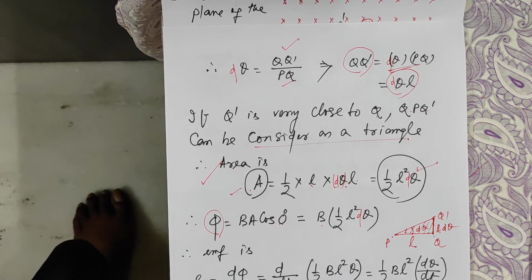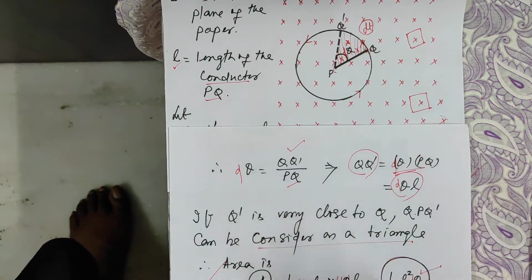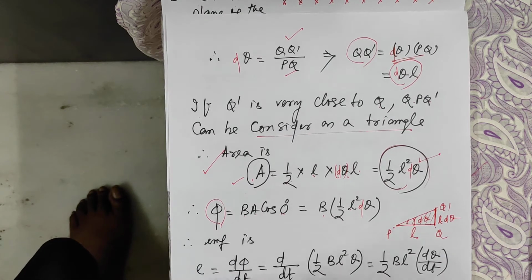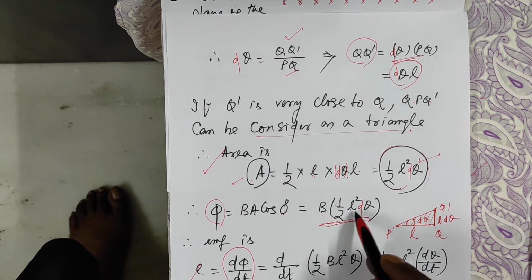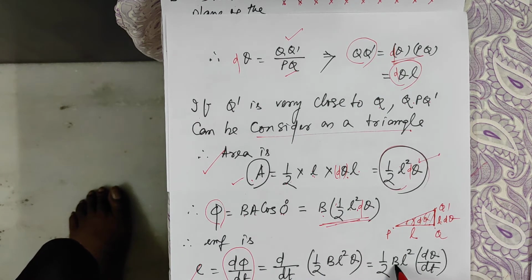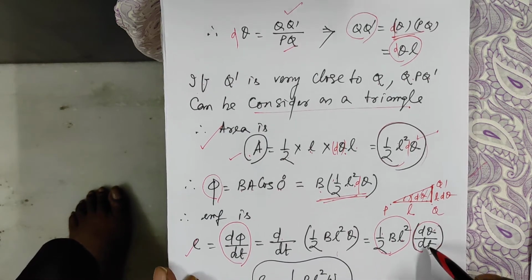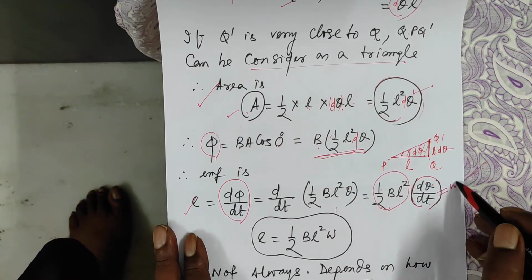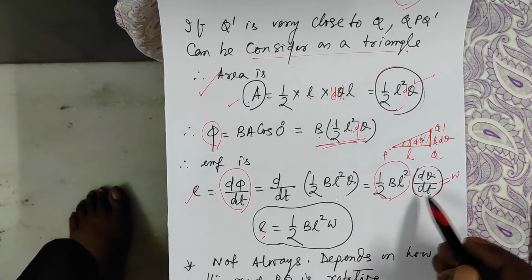Initially there was no flux. Now once the area is created, this much area through which some lines of force are passing, the flux is increasing. So EMF is equal to d phi by dt. Phi we have calculated. In the derivative, B half L square comes out constant. We are left with d theta by dt. How the angle is changing with respect to time is nothing but the angular velocity omega. So your EMF is equal to half B L square omega.